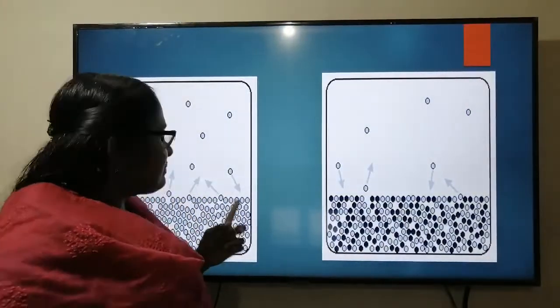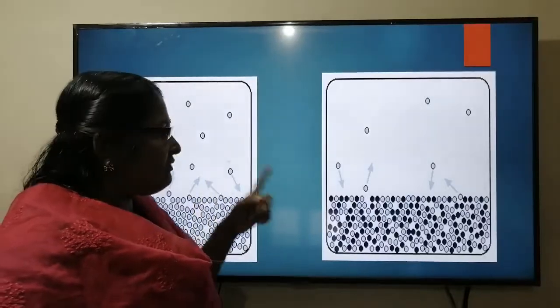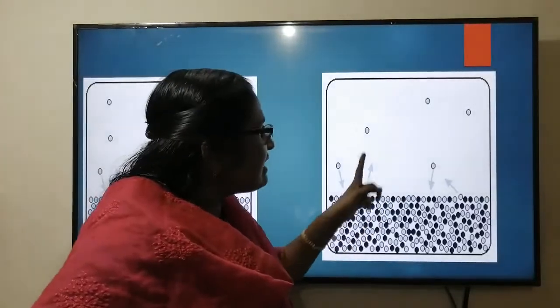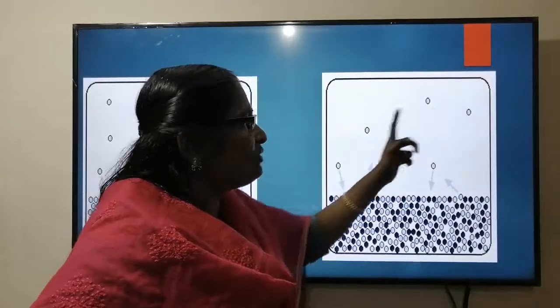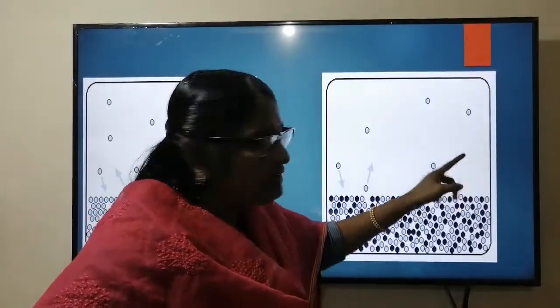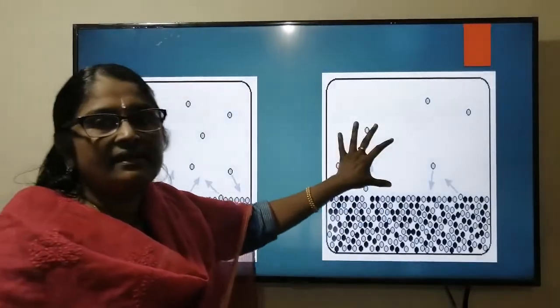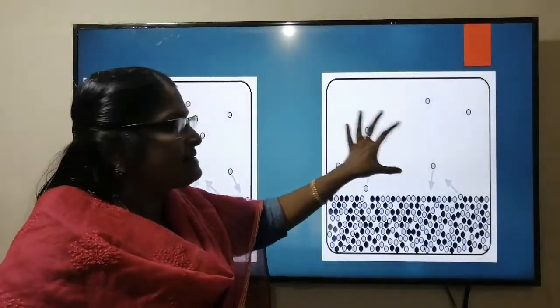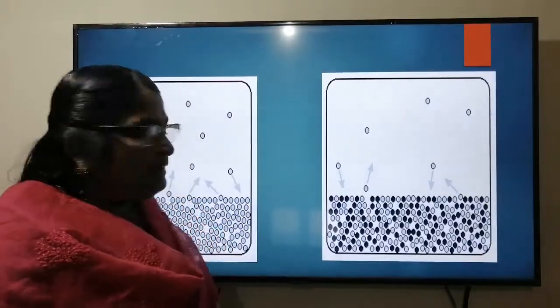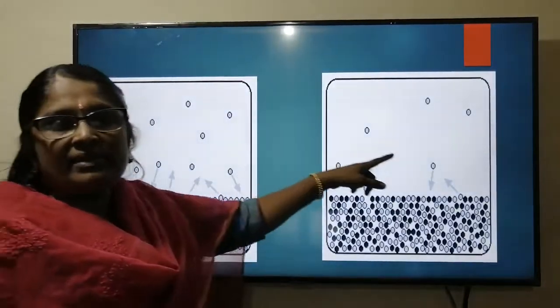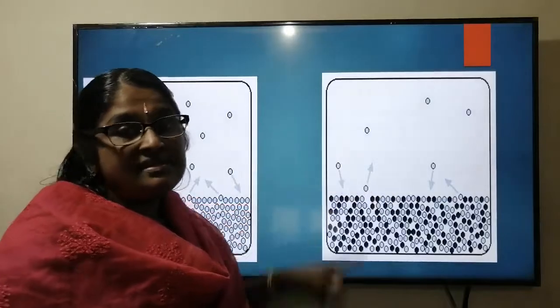We have discussed that the vapor pressure is high for a pure solvent. When a non-volatile solute is added, the number of vapor molecules decreases, or the vapor pressure is less. So which will boil faster, the pure solvent or the one where the non-volatile solute is added? Here the vapor pressure is more, here the vapor pressure is less. Vapor pressure is inversely proportional to boiling point.